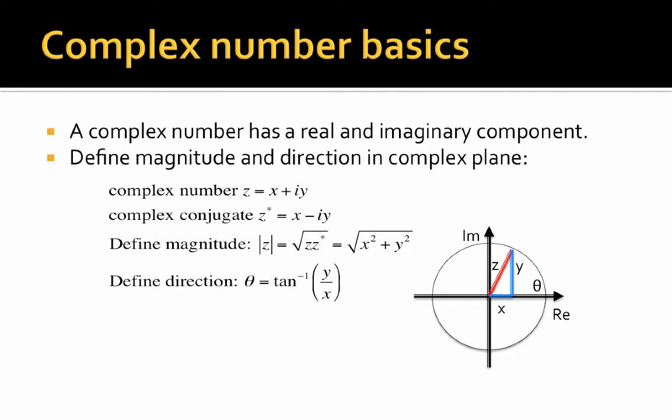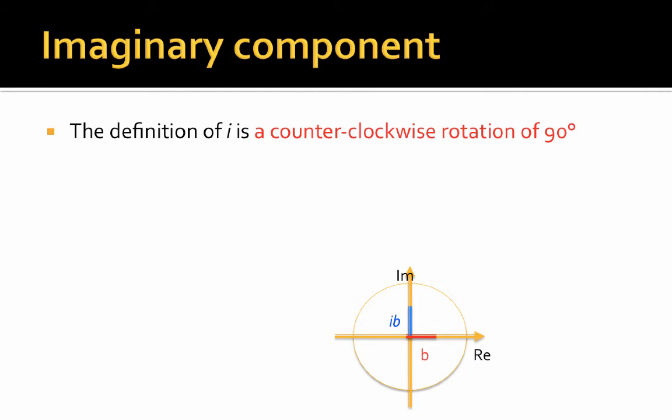Now how about the angle? The direction of our vector, defined relative to the positive real axis, is the inverse tangent of y over x. Again, as you would expect from the angle as it's drawn here, the inverse tangent of y over x gives us that angle. So this symbol I that we use all the time, well, in the complex plane, I is a counterclockwise rotation of pi over 2, or 90 degrees.